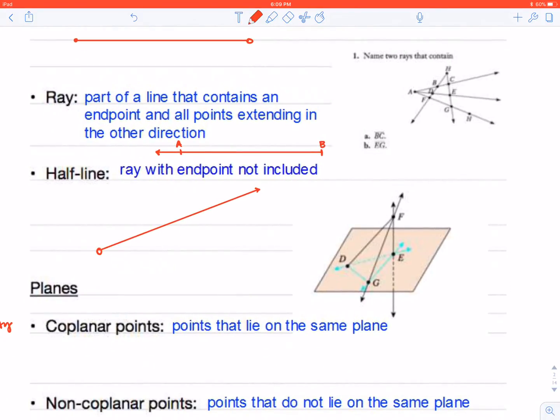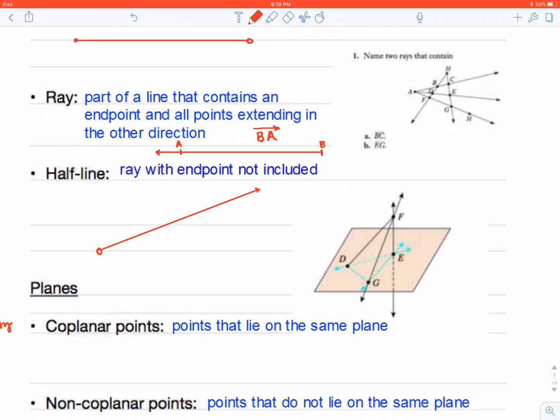For ray, there are several ways to name a ray. But one thing that's always true is wherever the end point of the ray is, that has to be the first letter. And whatever point the ray goes through forever, that has to be the second letter. So the way that I would name the ray that I drew here, B would be my first letter, A would be my second letter, and the little symbol is always, always, always going to point toward the right.